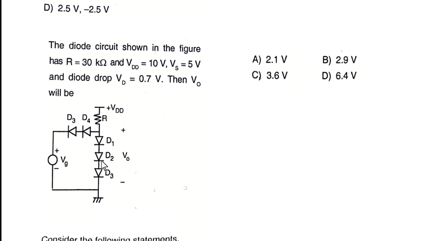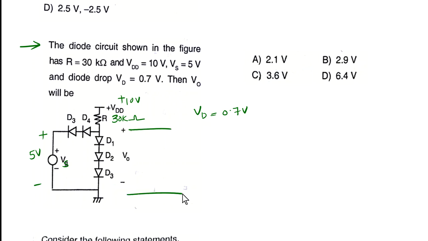Okay, next question here in this paper is the diode circuit shown in the figure. R is equal to 30 kilo ohms here, and VDD is nothing but 10 volts here. So plus 10 volts and Vs is 5 volts. Okay, Vs, this one is a 5 volts here, and the voltage drop Vd is 0.7 volts. That means voltage drop across each and every diode will be 0.7 volts here. Then V0 will be, where is the V0? Here is the V0.